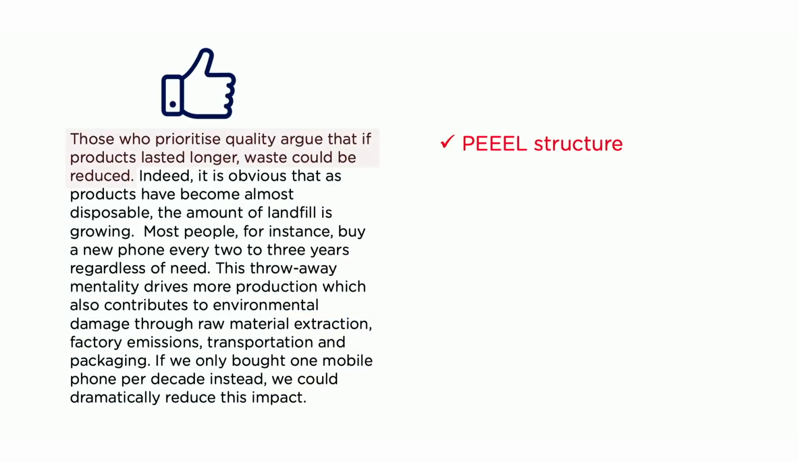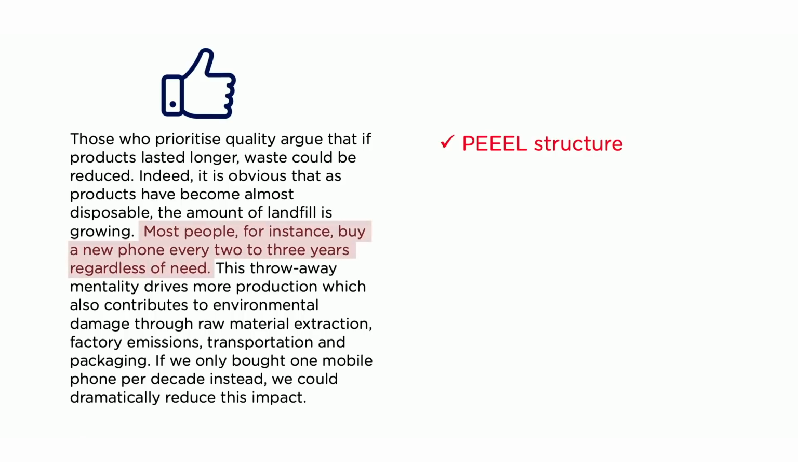The main point is in the first line. Those who prioritize quality argue that if products lasted longer, waste could be reduced. That is the main point of this paragraph. Some people think durability is the most important thing because of the environmental impact, the waste. Second sentence explains this a bit more. That's the first E in PEEL. Indeed, it is obvious that as products have become almost disposable, the amount of landfill is growing. So that's the explanation. How does better durability impact waste and impact the environment?